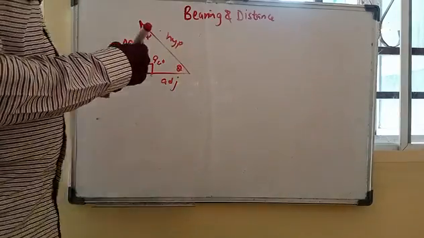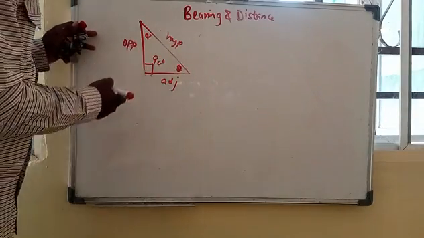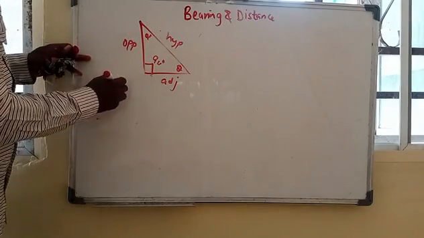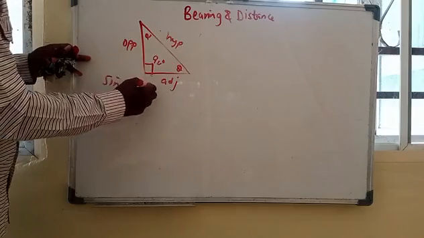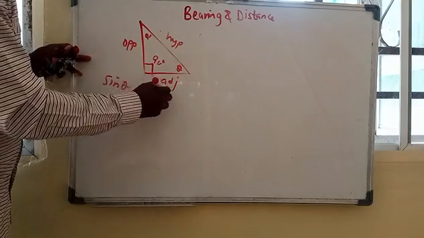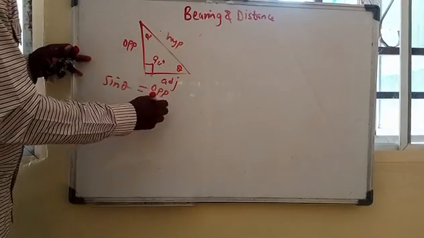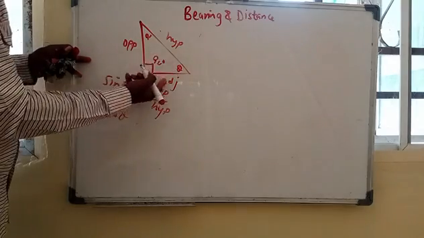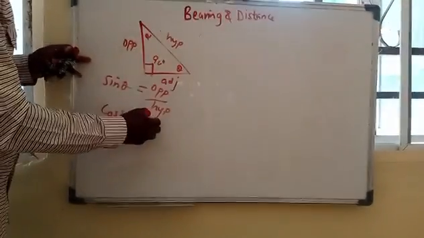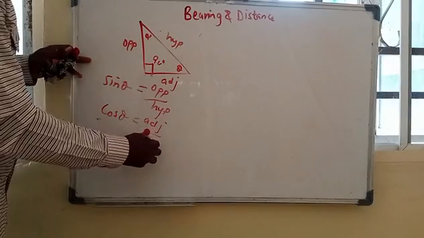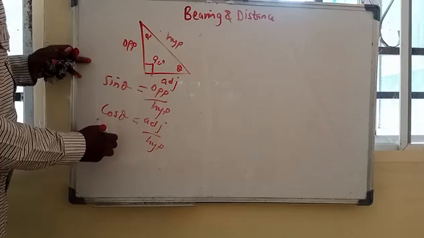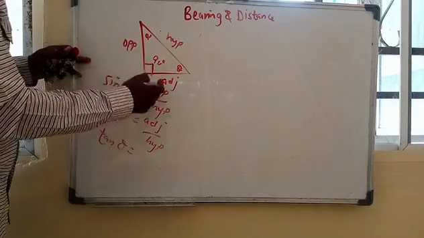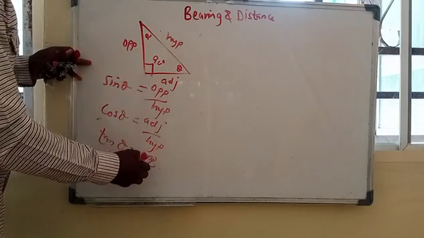And then we have this trigonometry with respect to the right angle triangle, that if you take the sine of this angle, then it is equal to the opposite over the hypotenuse side. Then the cosine of this angle will be the adjacent over the hypotenuse. And the tangent of this angle will be what? The opposite over adjacent.